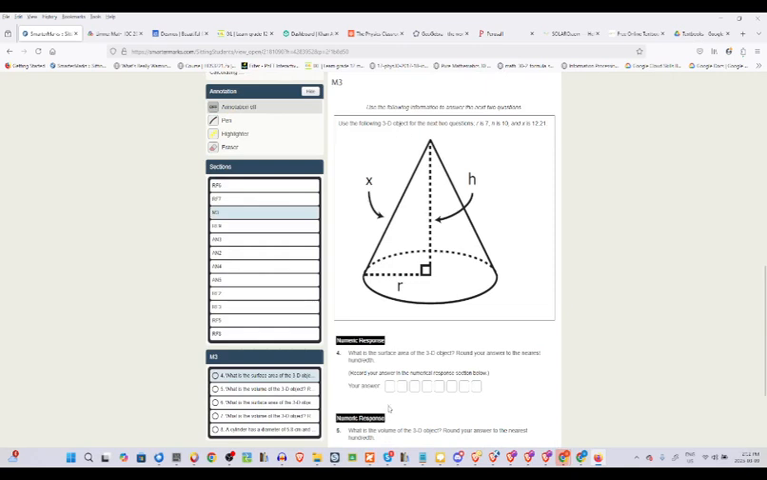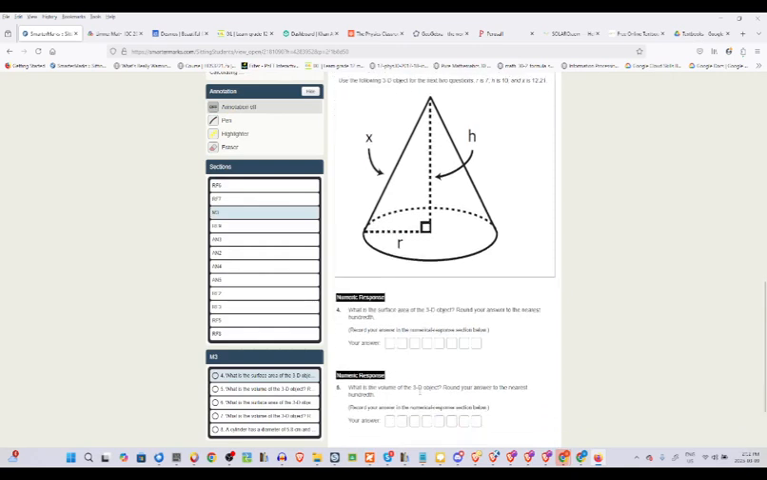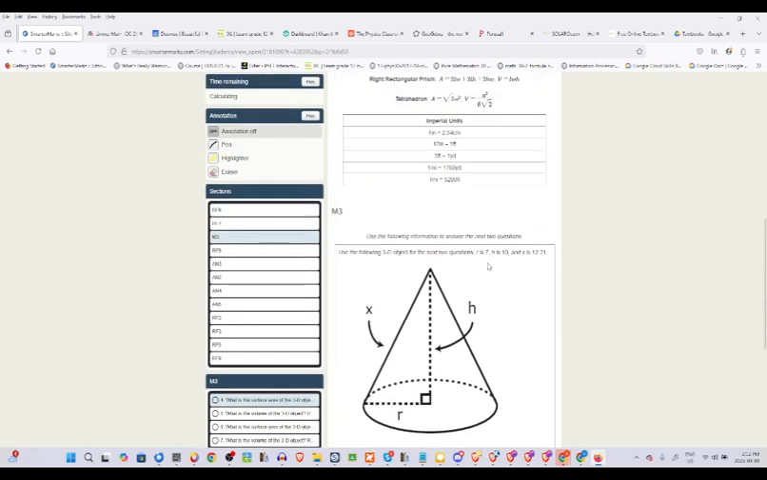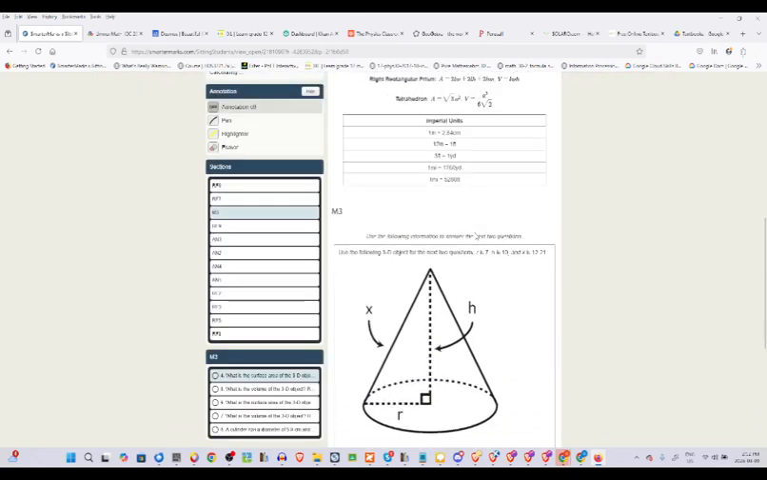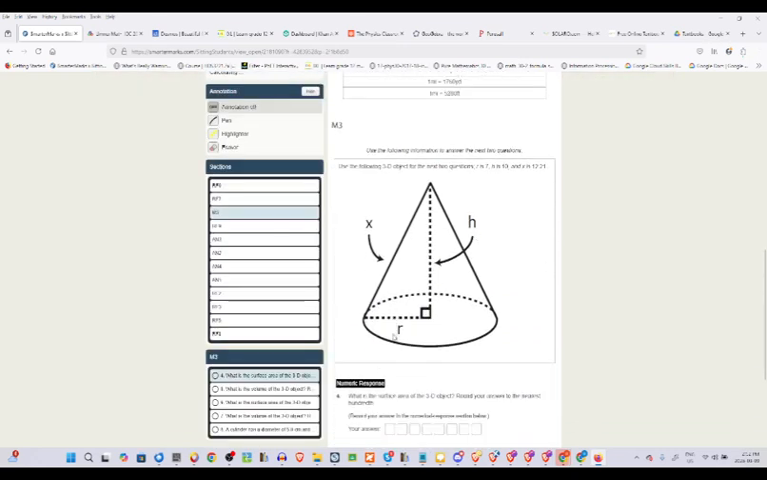All right. Now we need surface area and volume of this cone. Now, the right cone, our surface area is pi r squared and pi rs, where s is the square root of r squared plus h squared. That's right here on our formula sheet. So this is a matter of substitution where our radius is 7, our height is 10, and they actually give us a slant height of 12.21.